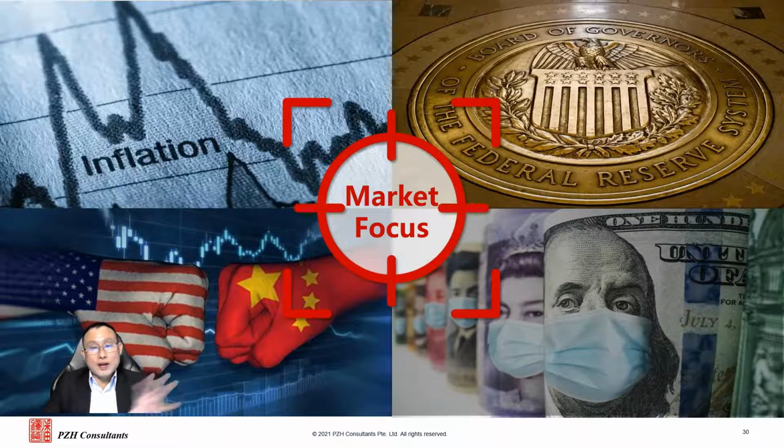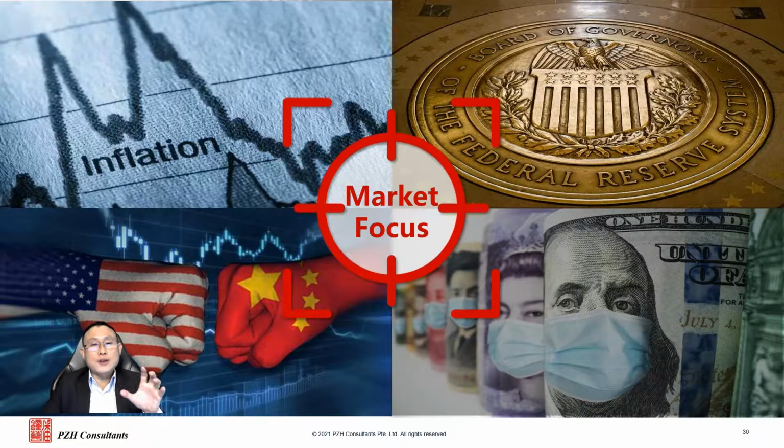So for the next few slides, I'm going to share with you some snippets of how I see the market going forward. Again, I would like to emphasize these are purely my personal opinion. As traders, we all need to form our own views. It's great to hear what others think, but at the end of the day, you have to form your own view and trade your own view.